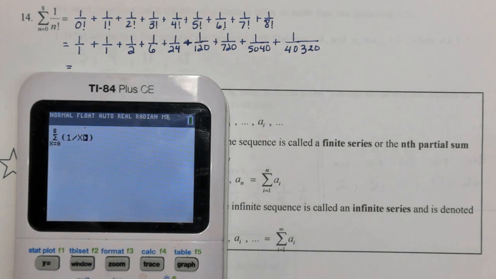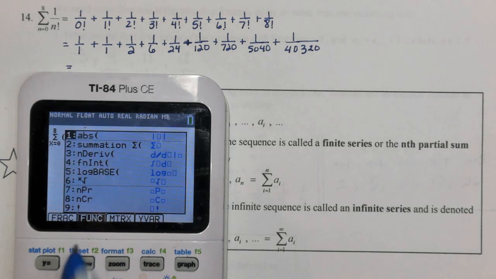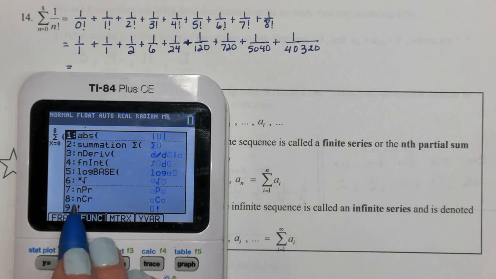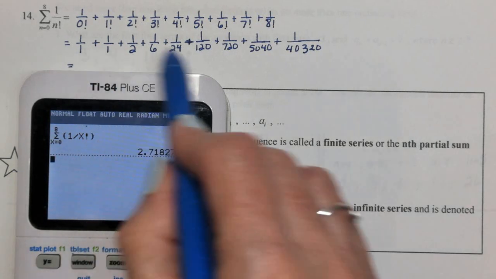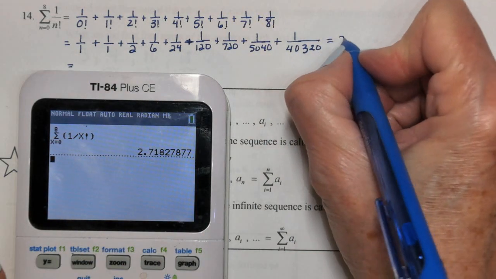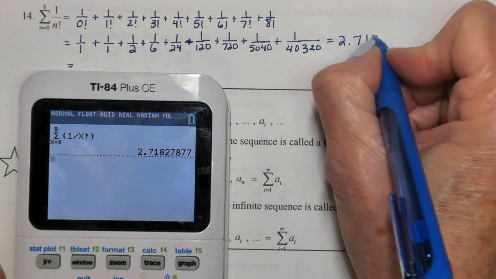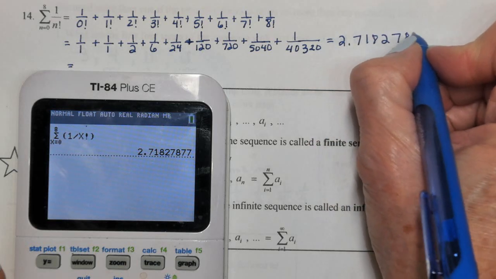Let me go back here. Insert. Okay. Alpha F2. Is factorial here? Oh, it is. It's number 9. F2 has a bunch of these. So number 9. And I get that. So if I added all these up, I would get 2.71827877.